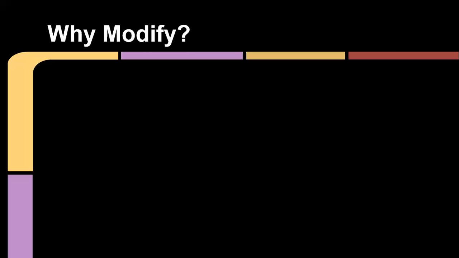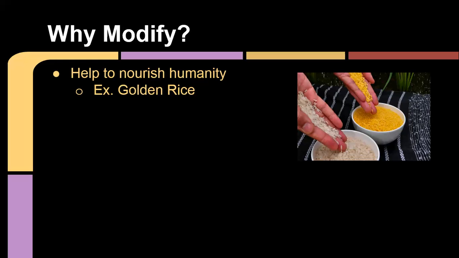There are several motivating factors behind the creation of GMOs. One is to help nourish humanity. A great example of this is the Golden Rice Project. This golden rice is a variety produced through genetic engineering to biosynthesize beta-carotene, a precursor of vitamin A, in the edible parts of rice. This is meant to help alleviate vitamin A deficiency, which is estimated to kill 670,000 children under the age of 5 each year.